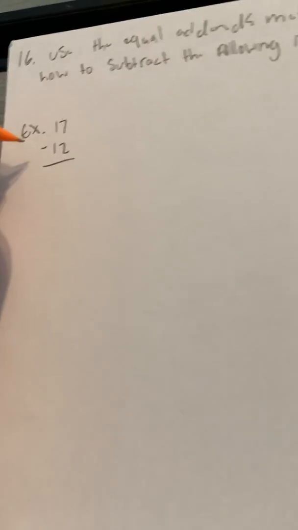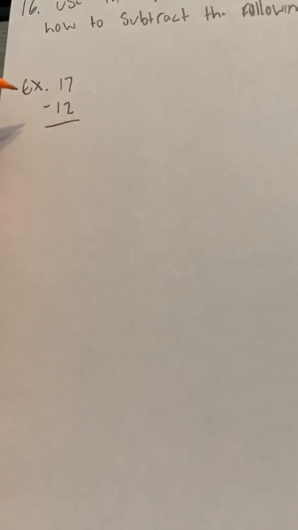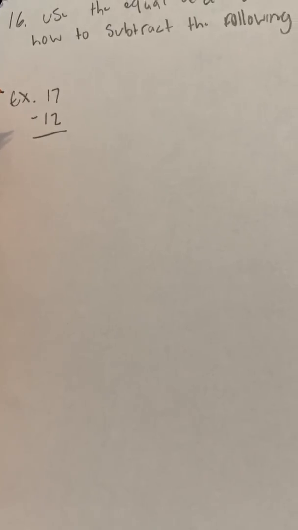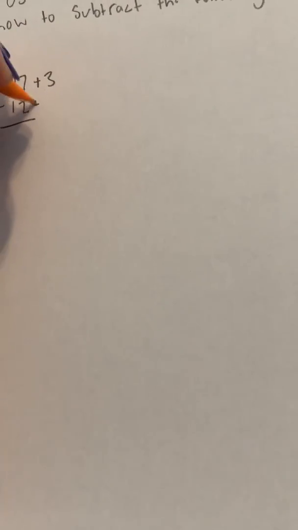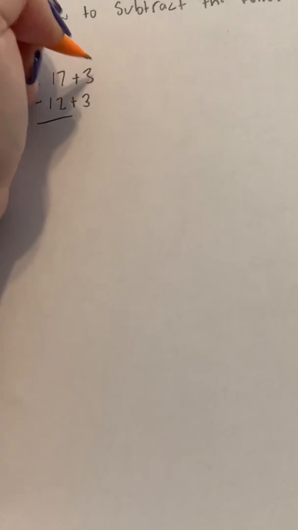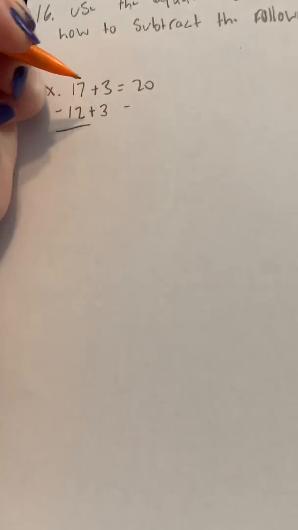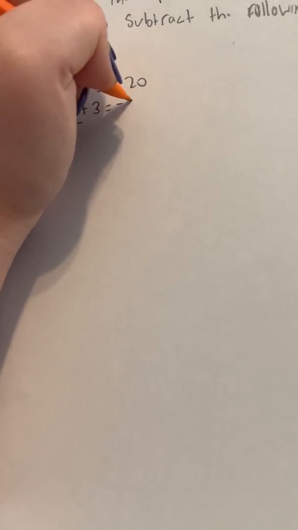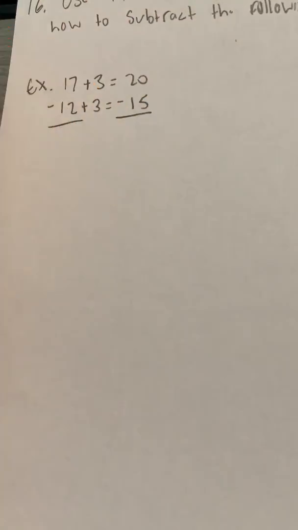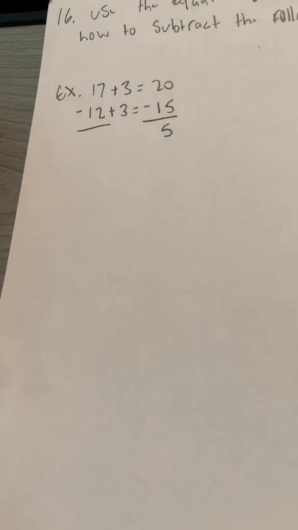So what you do here is you try to get to a good number where you feel like you can subtract it better, basically. So we're going to add 3 to make the 17 a 20. So 3 plus 3, and then that's going to be 20 minus, 12 plus 3 is 15. So it's going to be 20 minus 15, and then that's going to be 5. And that's your answer for that one.